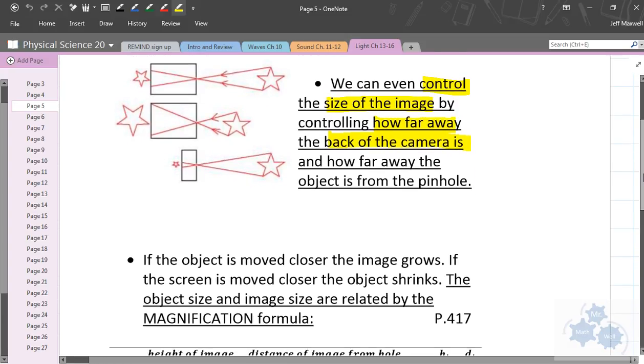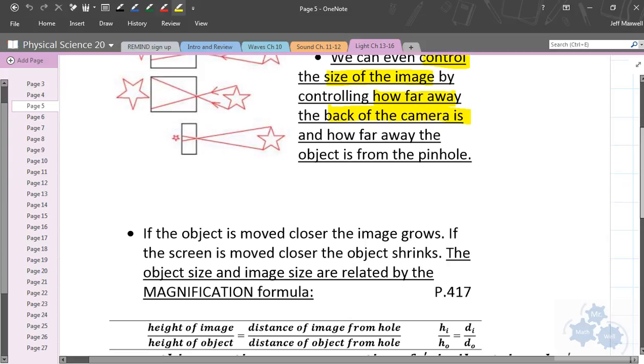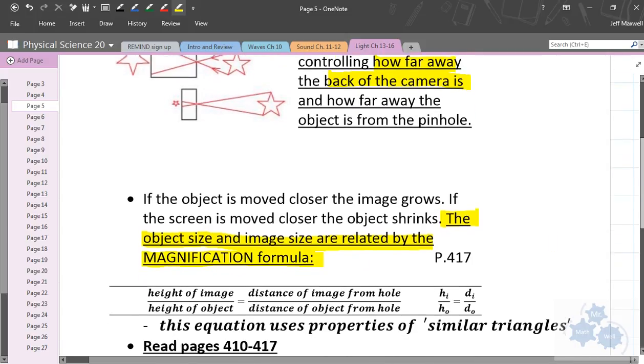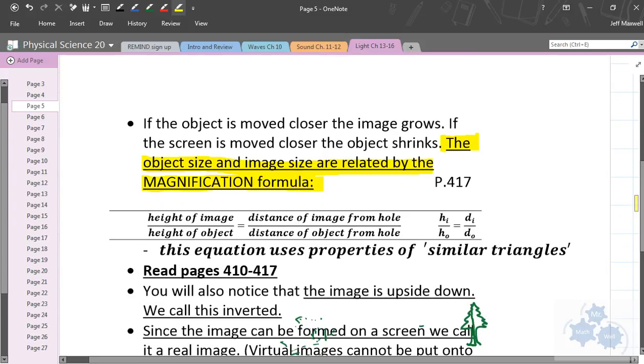If the object is moved closer, the image grows. If the screen is moved closer, the object shrinks. The object size and image size are related by a mathematical formula called the Magnification Formula. And on page 417, we're going to study this Magnification Formula right here.